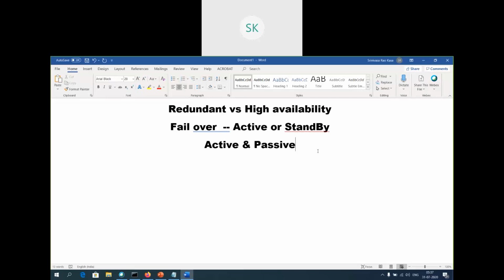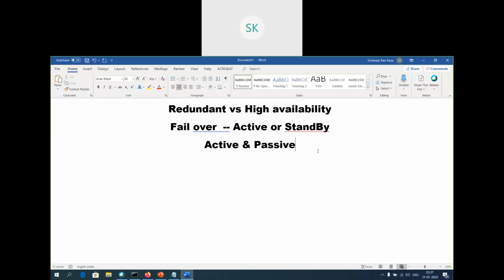Active standby or active passive, we can call it anything. Active passive means the device which is working currently, we call it active, whereas the device which is without doing any action is just a standby. Whenever the active device fails, automatically the second device becomes online.